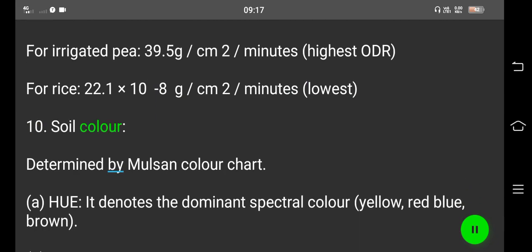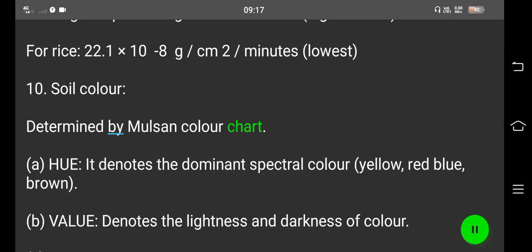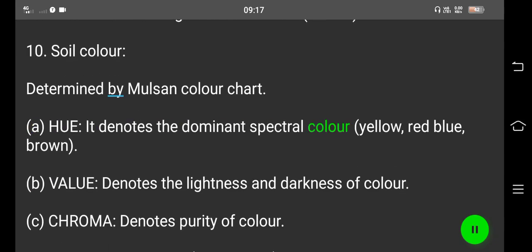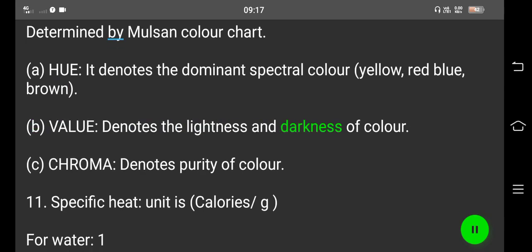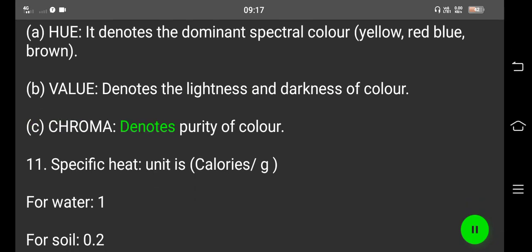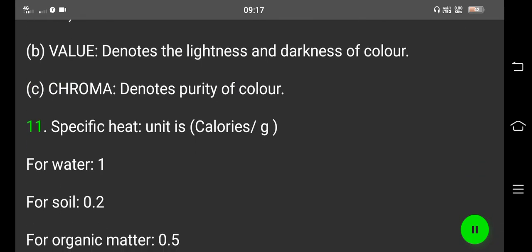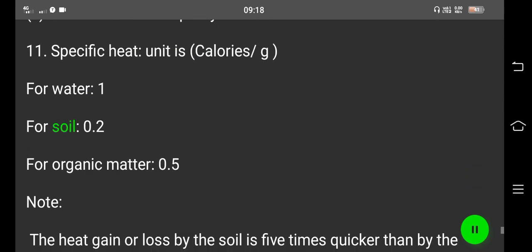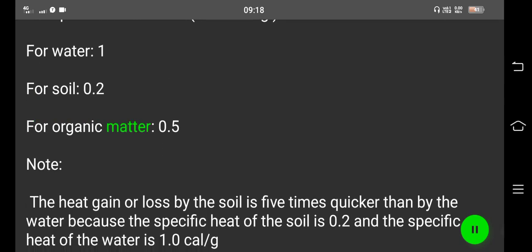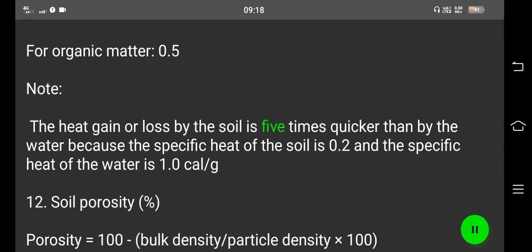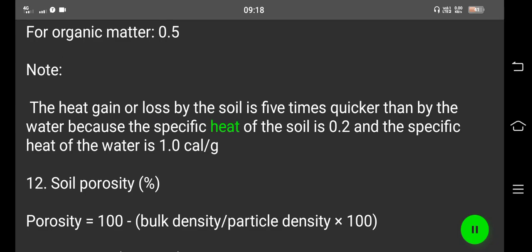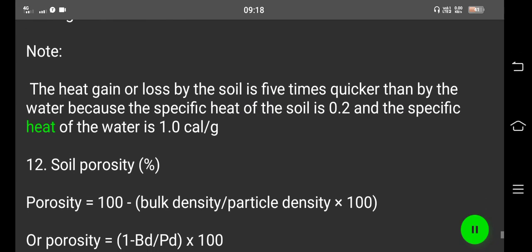10. Soil color. Determined by Munsell color chart. A. Hue. It denotes the dominant spectral color, yellow, red, blue, brown. B. Value. Denotes the lightness and darkness of color. C. Chroma. Denotes purity of color. 11. Specific heat. Unit is calories per gram. For water, 1. For soil, 0.2. For organic matter, 0.5. Note: the heat gain or loss by the soil is 5 times quicker than by the water because the specific heat of the soil is 0.2 and the specific heat of the water is 1.0 calories per gram.